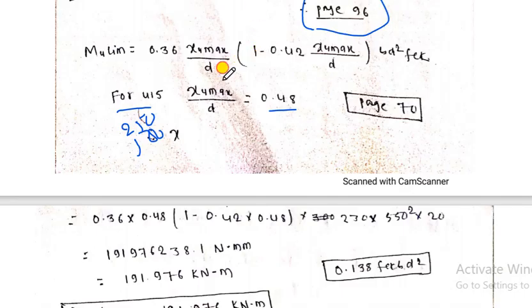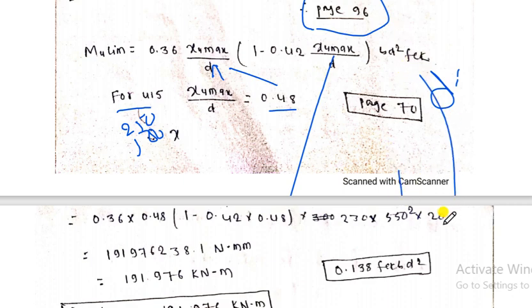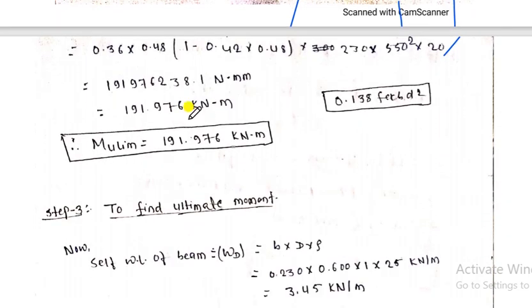I will substitute this value here. So 0.36 into 0.48, because the Xu max by d value is 0.48, into (1 minus 0.42 into 0.48) into b, the width of the beam, which is 230. At the same time, d, the effective depth, is 550. So 550 square, because it is d square, and fck is 20, as you can see. Calculate all these things, and we'll get this value in newton mm.